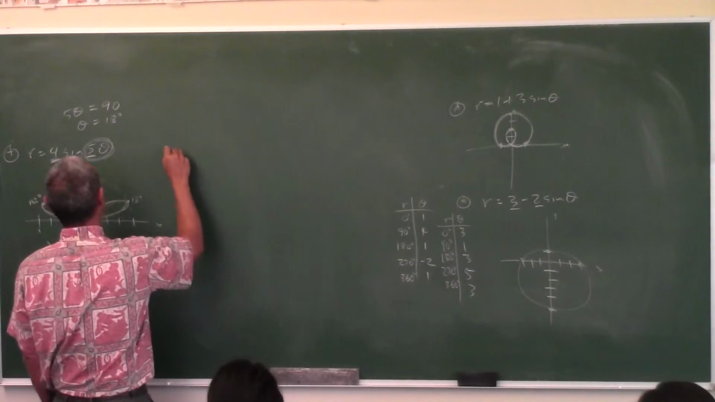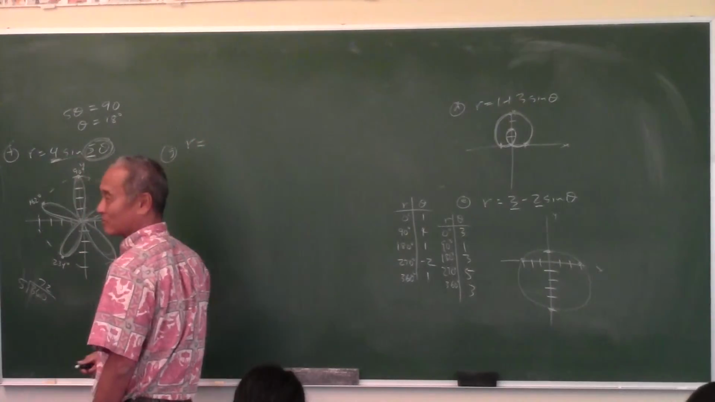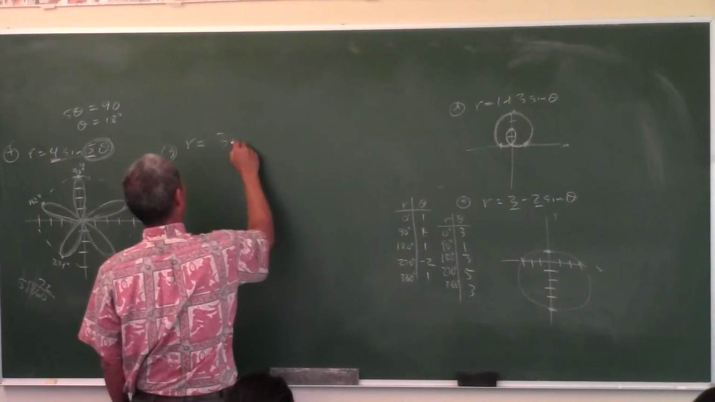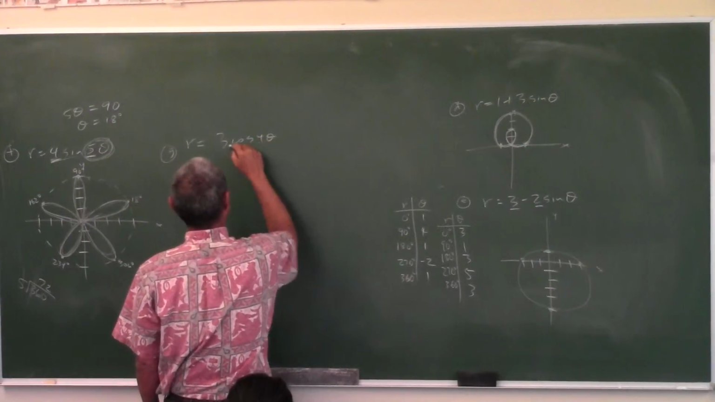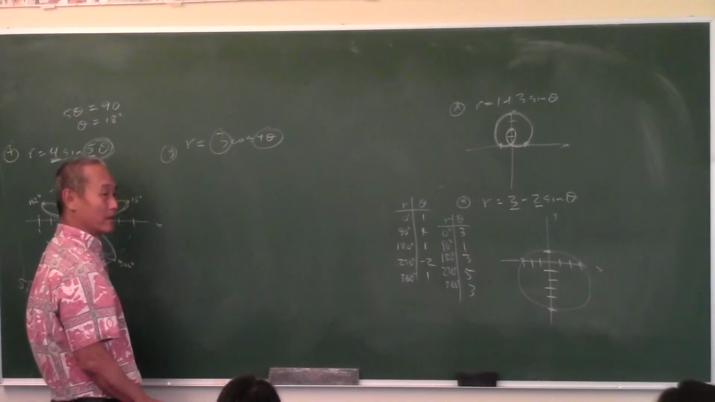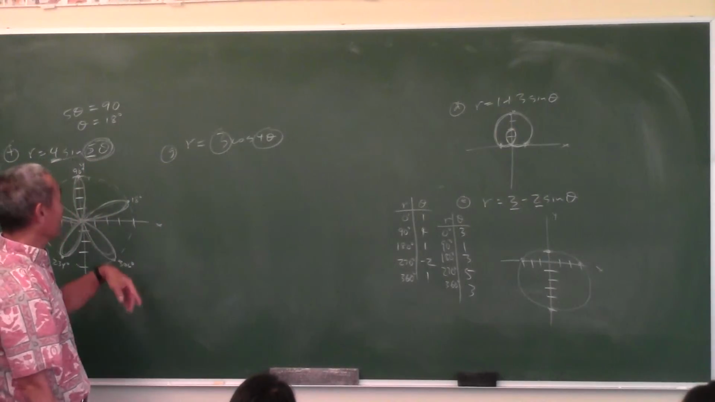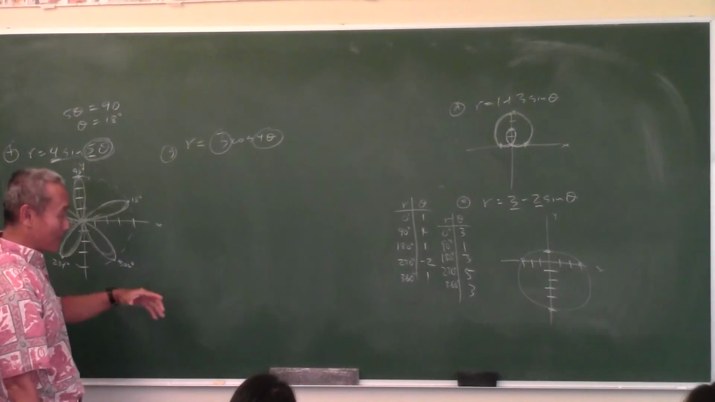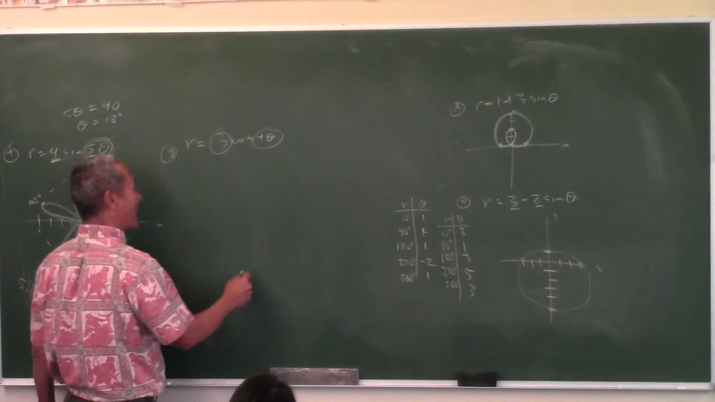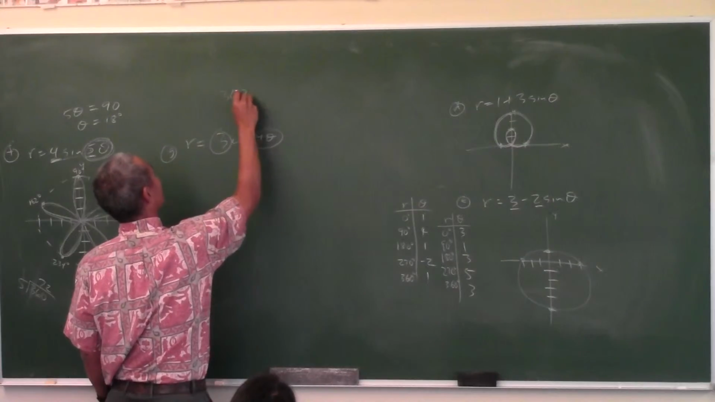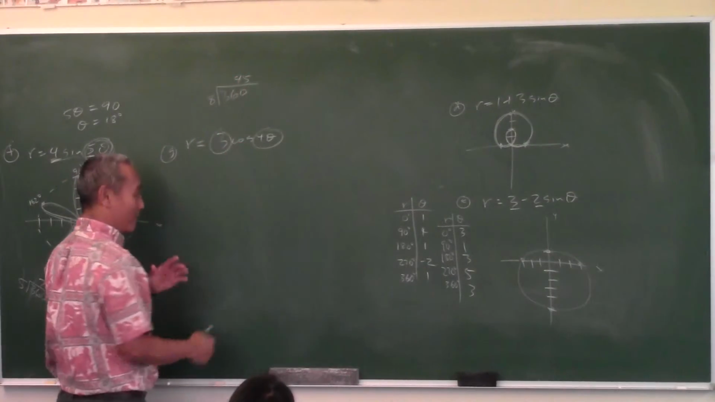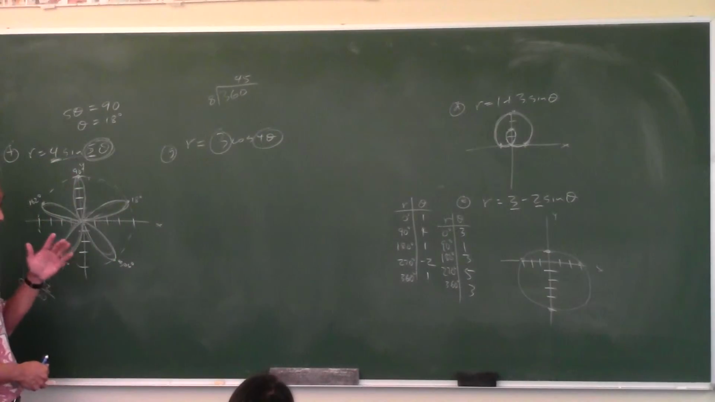Okay, and then G. R equals, what is this? 3 cosine 4 theta. Okay, this is the length of the petal. How many petals are there going to be? There's going to be 8. If that number is odd, that's how many petals you have. If that number is even, you have twice as many petals. So there's going to be 8. So what's 360 divided by 8? 45. So every 45 degrees, you're going to have a petal.